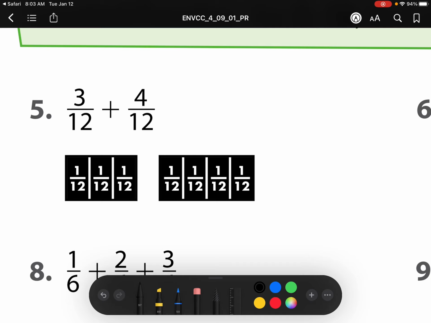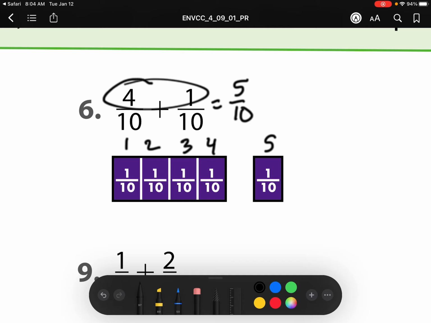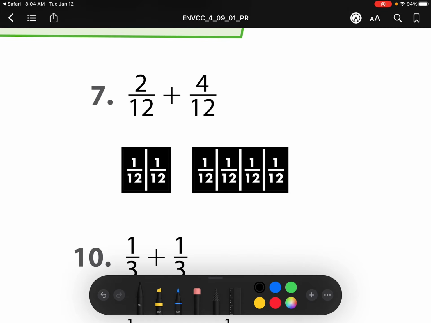Okay, so now for our next one. 3/12 plus 4/12. Well, I see 1, 2, 3, 4, 5, 6, 7 pieces out of 12, 7/12. Here we have 1, 2, 3, 4, 5, 5/10, which as we see is the same as adding those numerators together. Over here we have 1, 2, 3, 4, 5, 6, so we have 6/12.